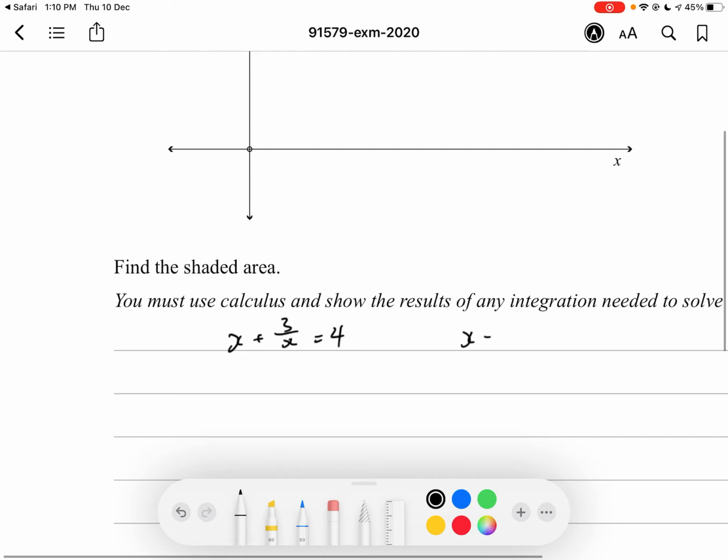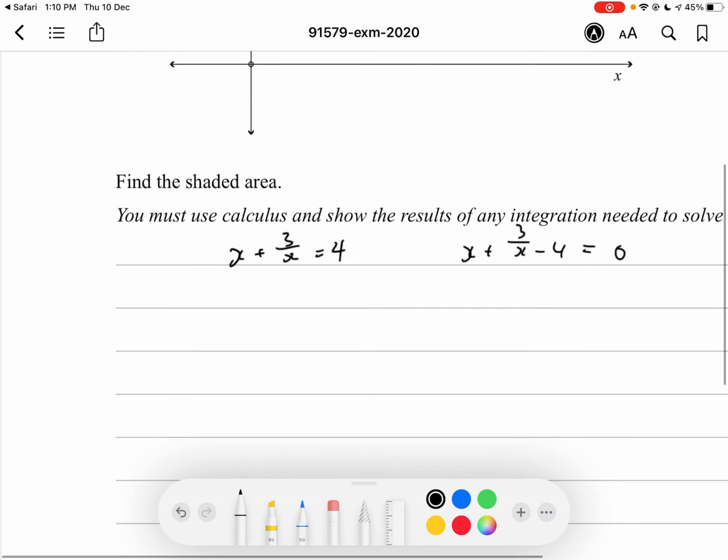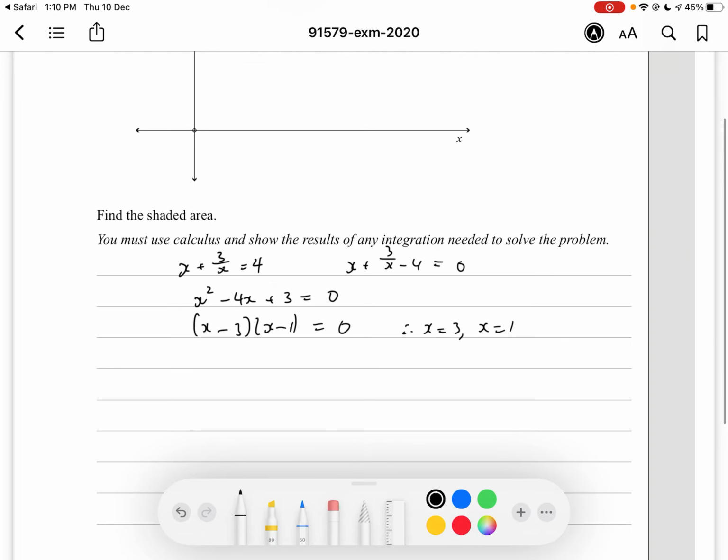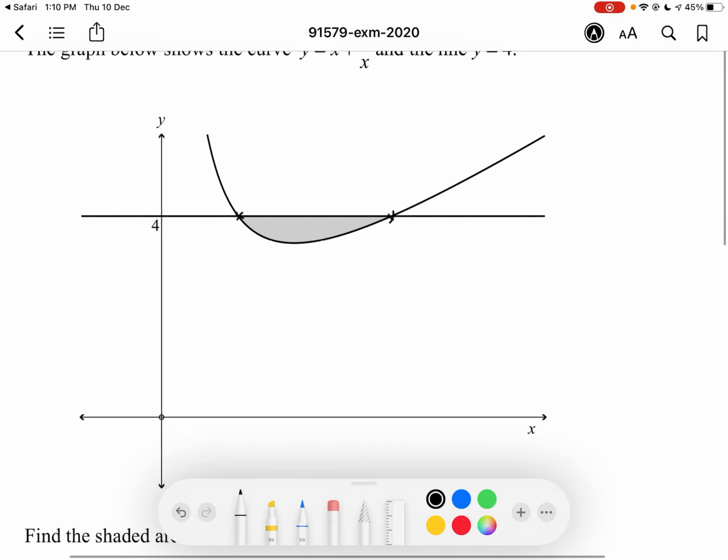equals 4. So x plus 3 over x minus 4 equals 0. So now if we multiply everything by x, we'll get x squared minus 4x plus 3 equals 0. And that gives us x minus 3, x minus 1, equals 0. Therefore x equals 3 and x equals 1. Alright, so those are our intercepts. So we have 3 and 1 here.